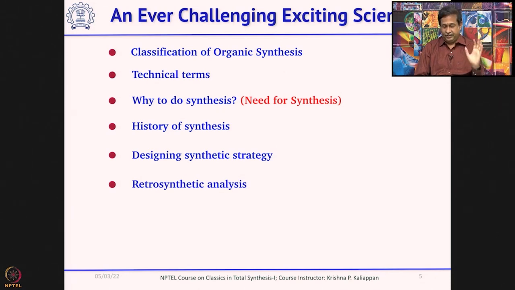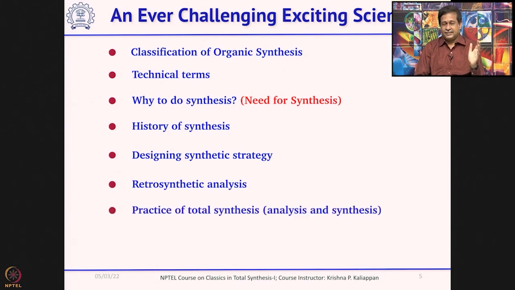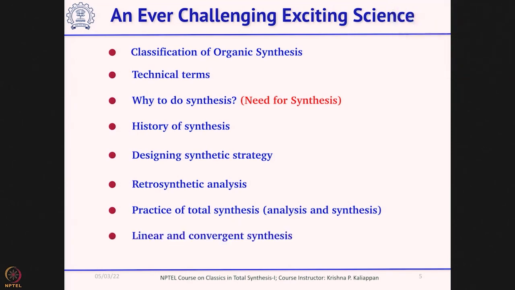I am sure all of you would have studied retrosynthetic analysis, so I will not go through it in much detail, but I will touch upon the practice of total synthesis. The practice of total synthesis is very important, which involves two important components called analysis and synthesis. These two are important before you start working on total synthesis. I will touch upon this in the next hour. I will also introduce the concept of linear and convergent synthesis, and then I will give lots of examples of total synthesis of complex natural products.